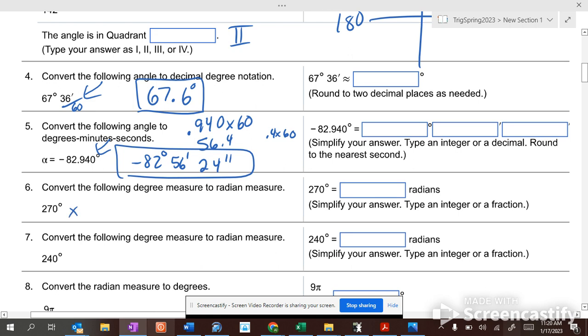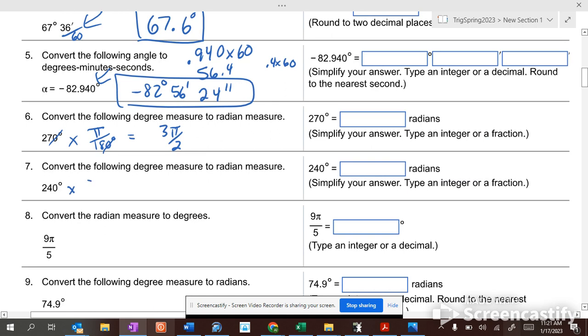Converting to radian measure, how many radians are in a circle? 2 pi, so it's 2 pi radians over 360 degrees, or 1 pi radians over 180 degrees. Okay, so 270 over 180, 27 and 18, if you divide them both by 9, it's 3 pi over 2. 240, you multiply by pi, divide by 180. 24 over 18. 6 goes into each, 4 and 3, so it's 4 pi over 3.